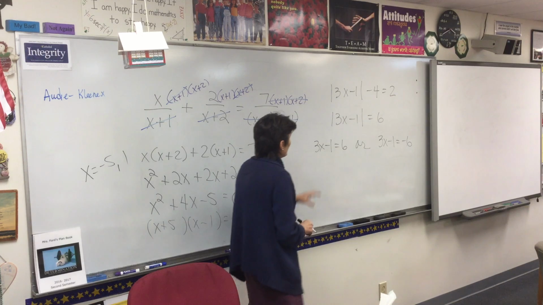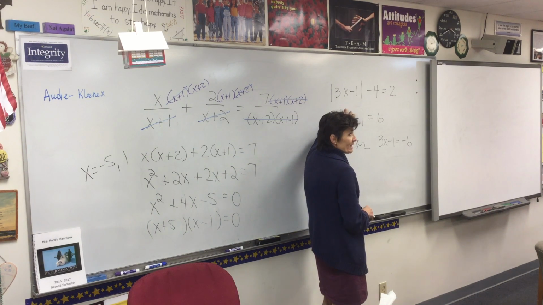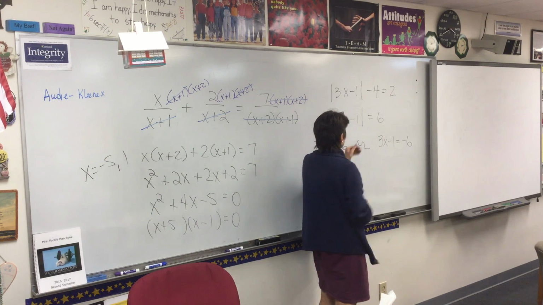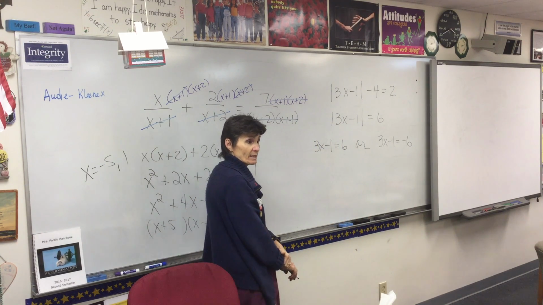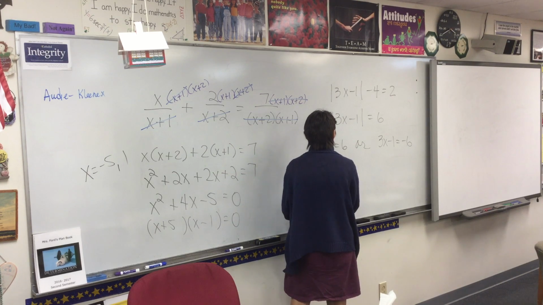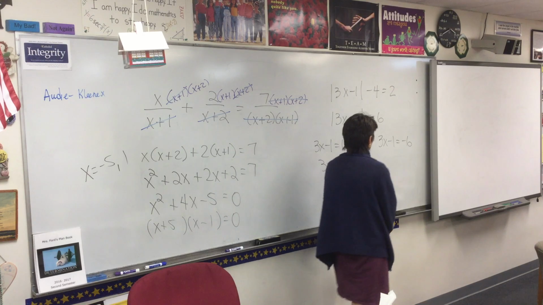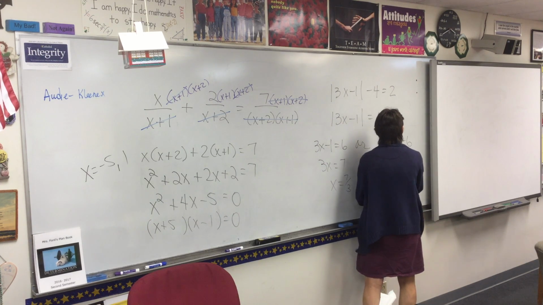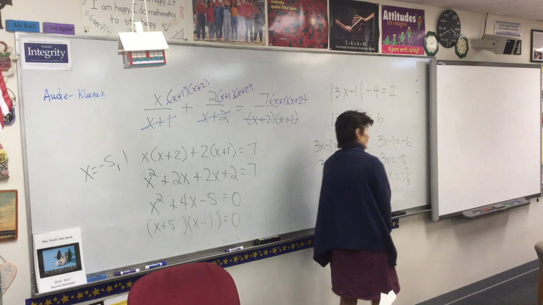Because remember, whatever is inside of here could be 6. It could also be negative 6, because the absolute value of negative 6 would give you 6. So we're going to get 2 answers to this one too. I got 7/3 on that side, and negative 5/3 on this side. What do you think?